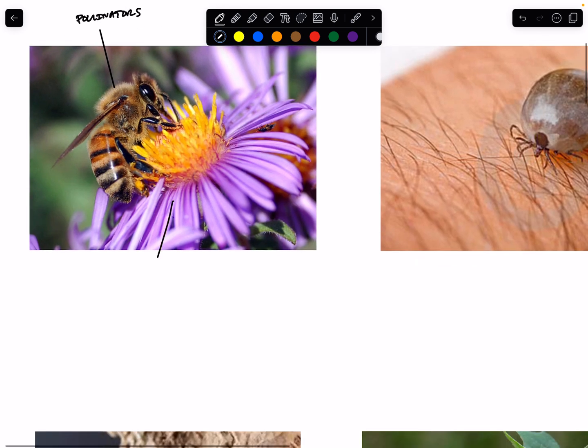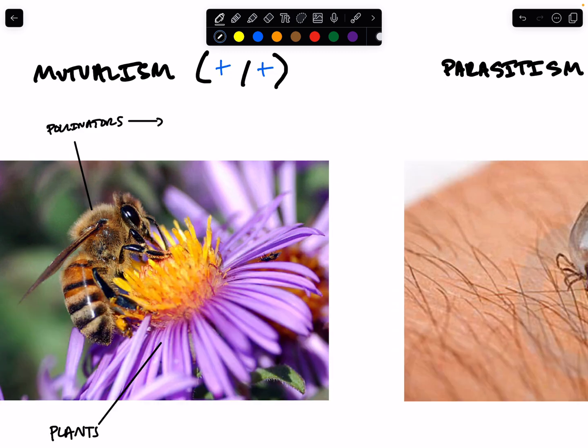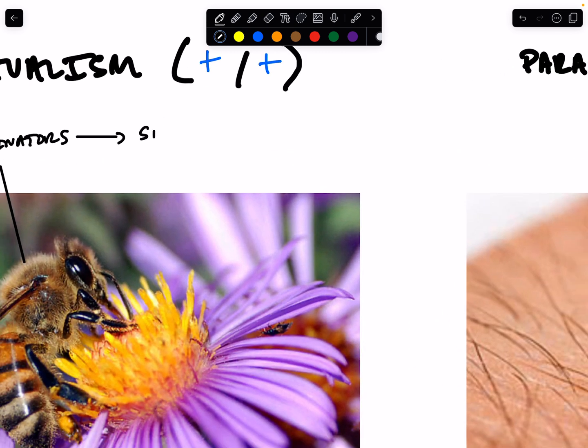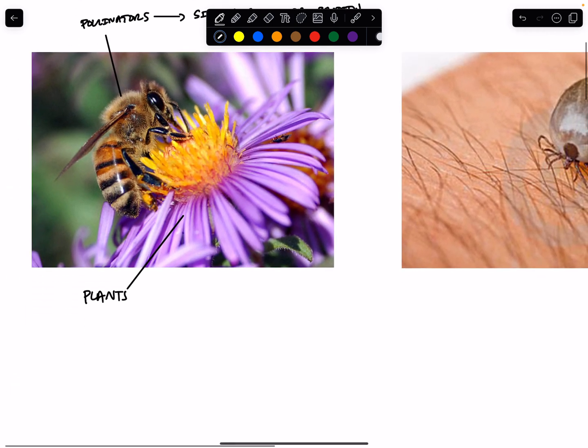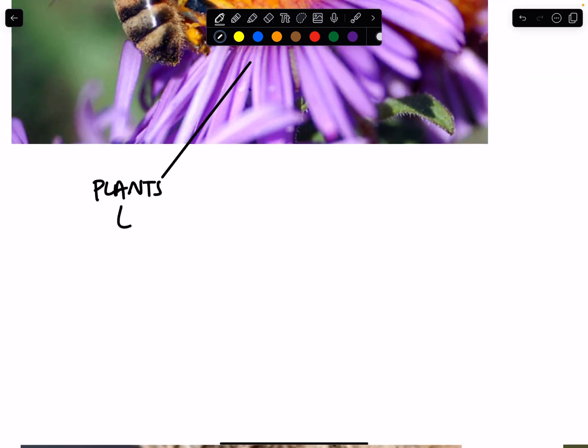and their plants. What does the pollinator get out of this interaction? Well, it gets a meal of either simple sugar or sometimes protein. So it's getting a meal. And the plant, what is it getting out of this relationship? Well, it's actually getting sex.